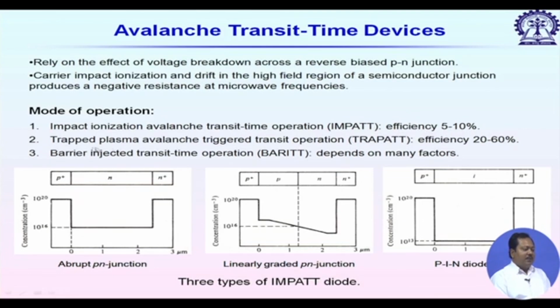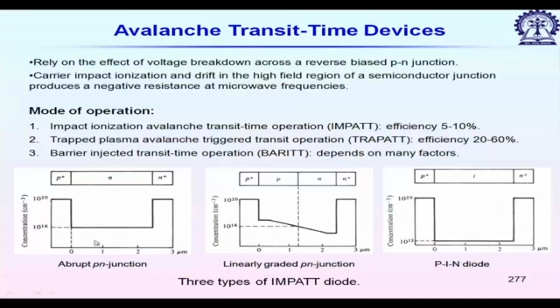The next one is trapped plasma avalanche triggered transit operation, or TRAPATT diode. Efficiency is a little higher, 20 to 60%. And then the third category is barrier injected transit time operation, or BARITT diode, but the efficiency depends on many factors. So, here we are going to discuss the IMPATT device. IMPATT diodes are mainly used as power amplifiers, and can generate even kilowatt order millimeter wave signals, and successfully have been used at 94 and even as high as 300 gigahertz.